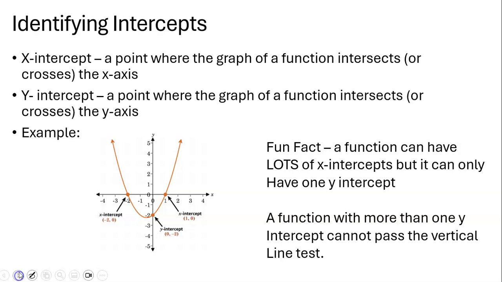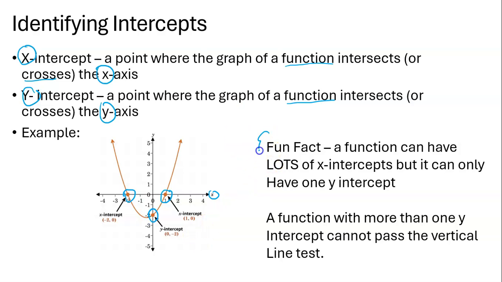Okay. All right, so identifying intercepts. The x-intercept is the point of the graph where the function intersects or crosses the x-axis. The y-intercept is the point where the graph of the function intersects or crosses the y-axis. For example, here we have the x-intercept. It crosses the x-axis here at (-2, 0). It also has another x-intercept at (1, 0). We have a y-intercept at (0, -2).